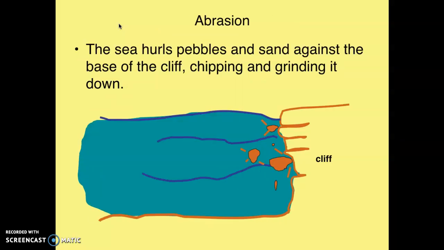The second type of erosion is called abrasion. This is when the sea hurls pebbles and sands against the base of the cliff, and it chips and grinds it down. It's almost like the action of sandpaper against the side of the cliff, sanding the cliff down and rubbing it away with the small, tiny pebbles and pieces of sand which are contained in the water, contained in the waves.